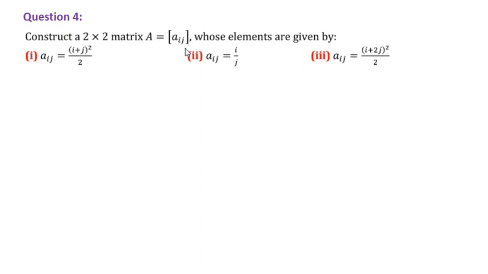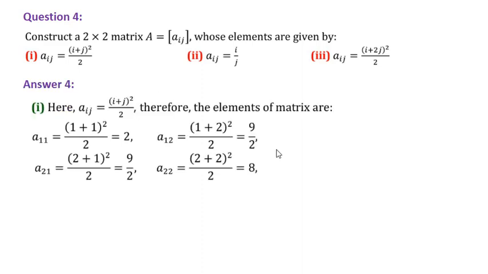So total 2 rows and 2 columns, that means 4 elements I must have, and the elements will be A11, A12, A21 and A22. I hope this is clear. Now when we have to find A11, then for this problem 1, in place of i I will put 1 and in place of j also I put 1. So this is (1 plus 1) the whole square, right?